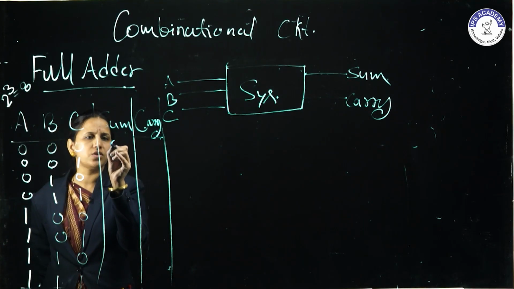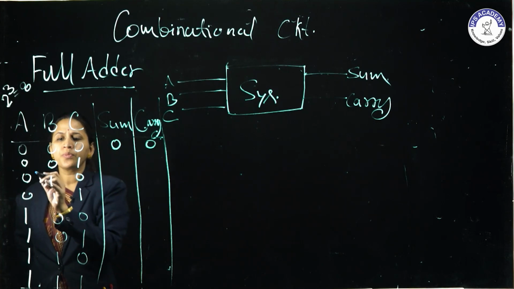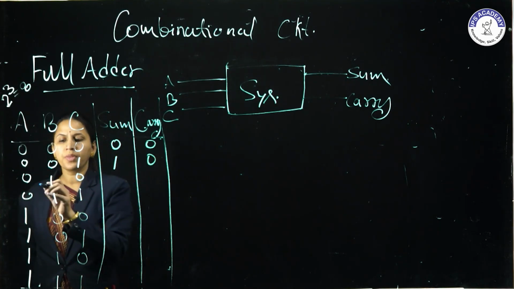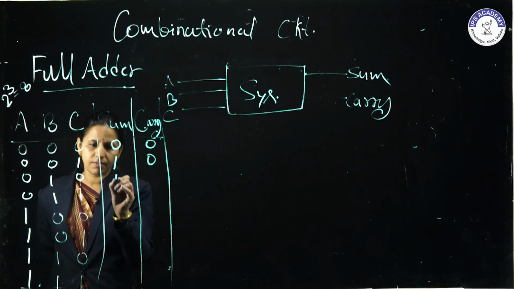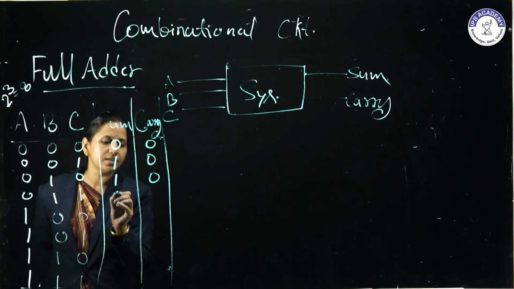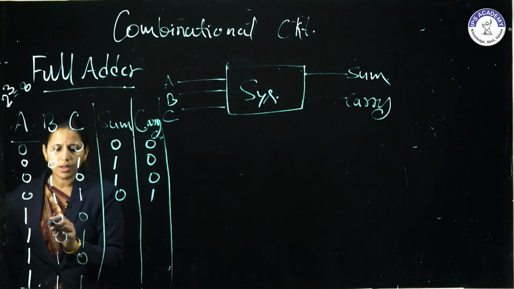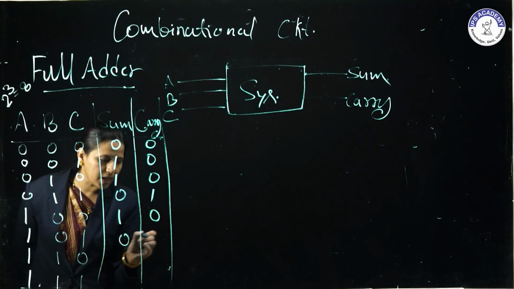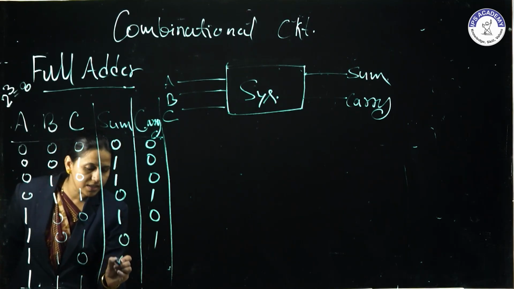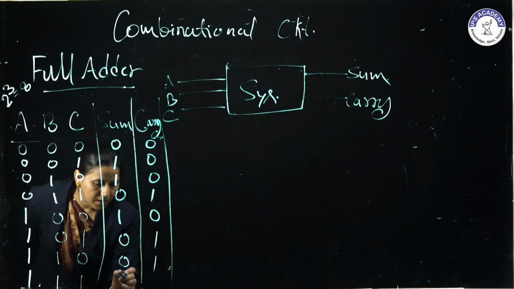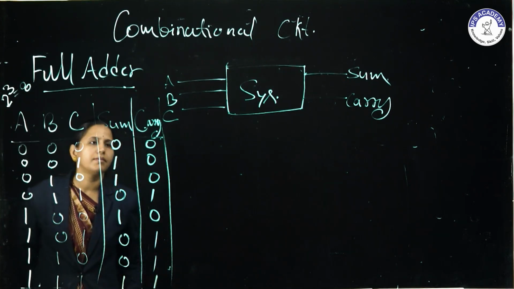0 plus 0 plus 0 will be 0 and carry will be 0. 0 plus 0 plus 1, 1, carry will be 0. 0 plus 1 plus 0, 1, carry will be 0. 0 plus 1 plus 1, 0, carry will be 1. 1 plus 0 plus 0, 1, carry will be 0. 1 plus 0 plus 1, 0, carry will be 1. 1 plus 1 plus 0, 0, carry will be 1. 1 plus 1 plus 1, 1 and carry will be 1.